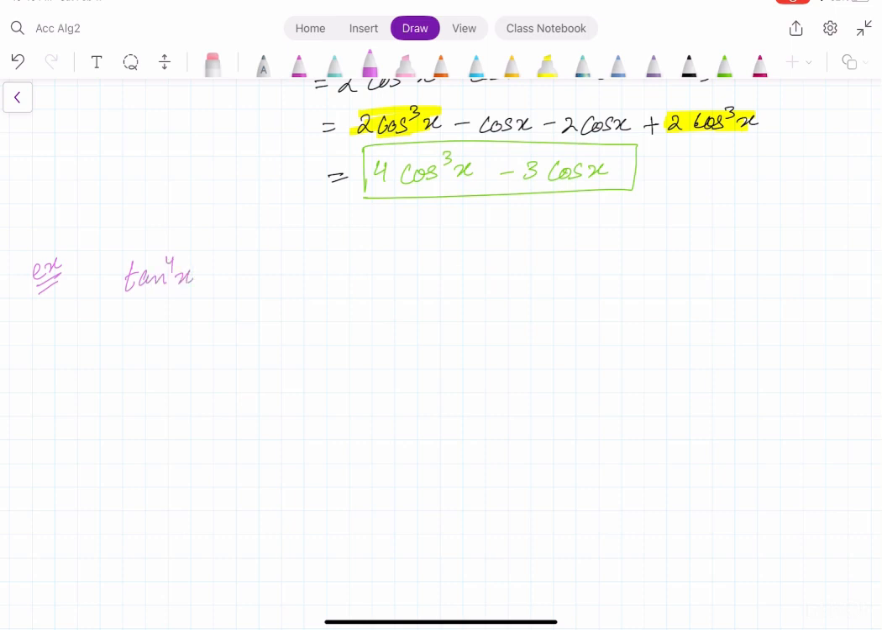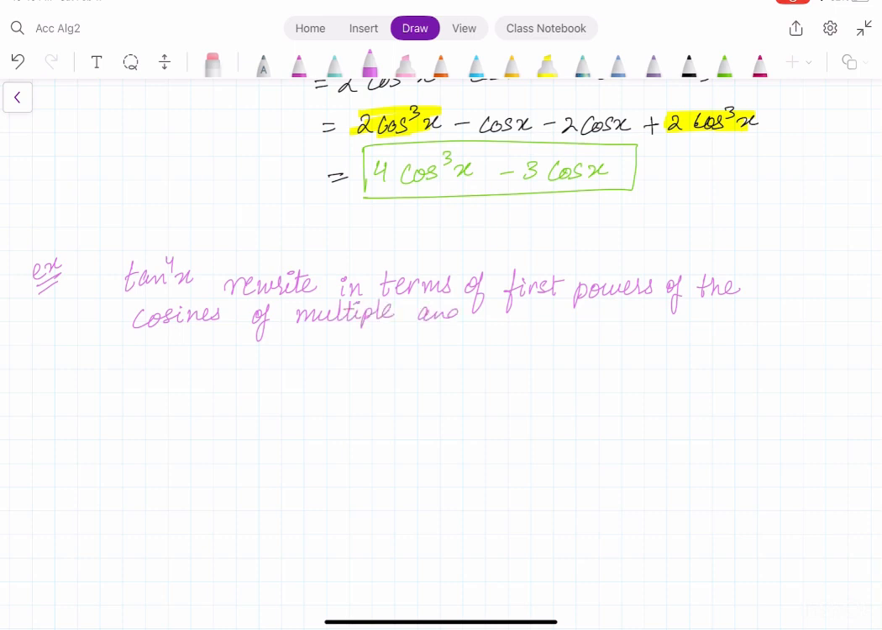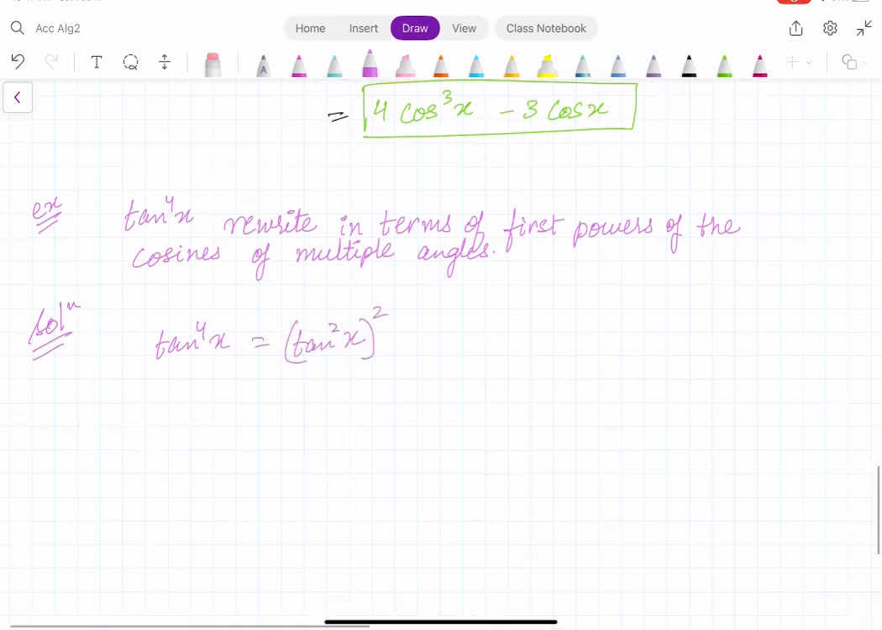Now we have tangent to the power of 4 x, and they want you to rewrite it in terms of first powers of the cosines of multiple angles. So, tangent to the power of 4 x. Can I write tangent 4 x as tangent squared x, and everything squared?